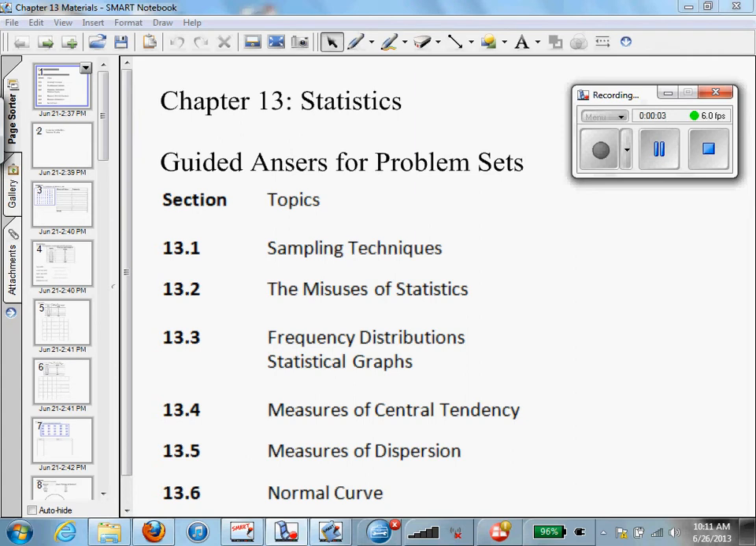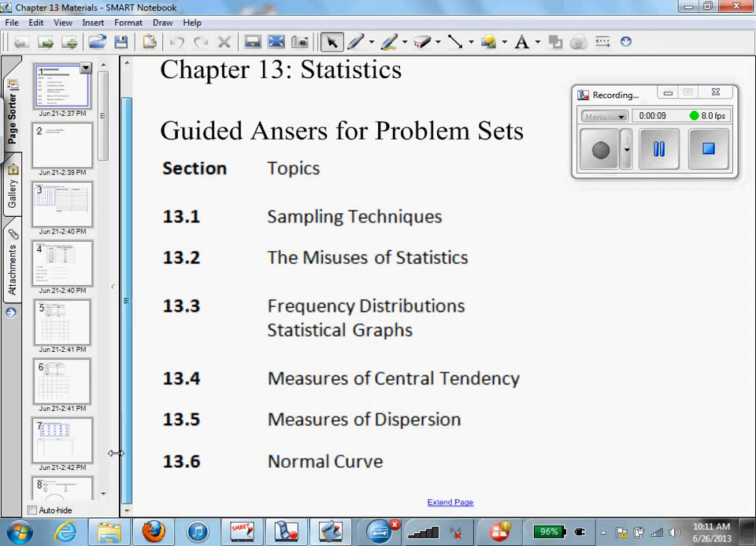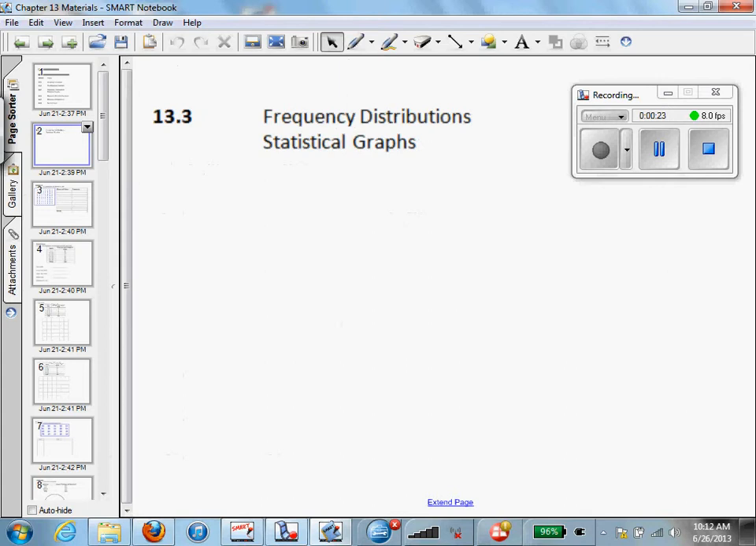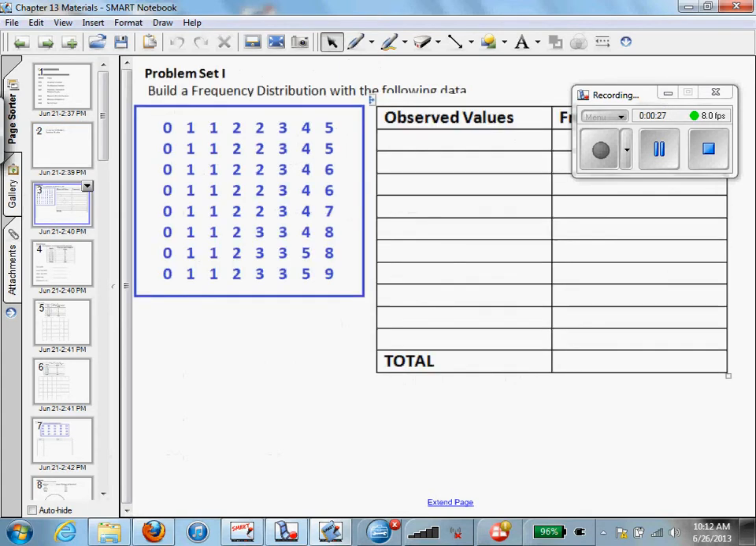Hello and welcome to Chapter 13, Statistics. This will be a guided answers to problem sets. First we're going to start in 13.3 because the first two sections are mostly vocabulary and not so much the stuff that we can actually work with. And we're also going to cover 13.4, 13.5, and 13.6. So let's get started. 13.3, Frequency Distributions and Statistical Graphs.